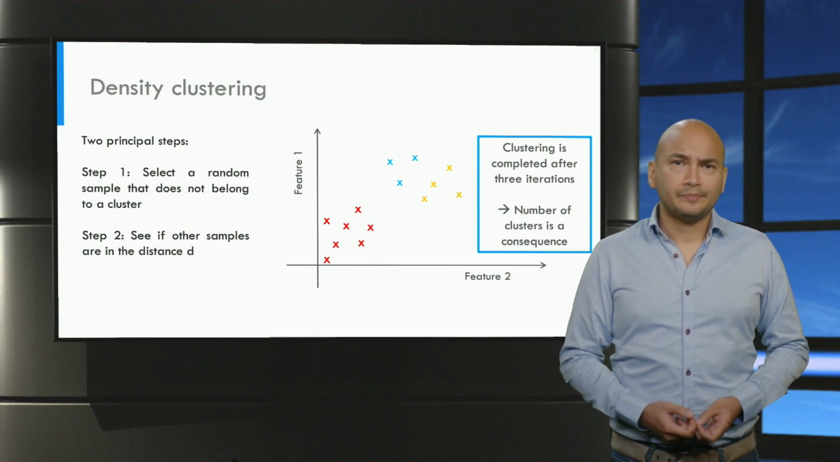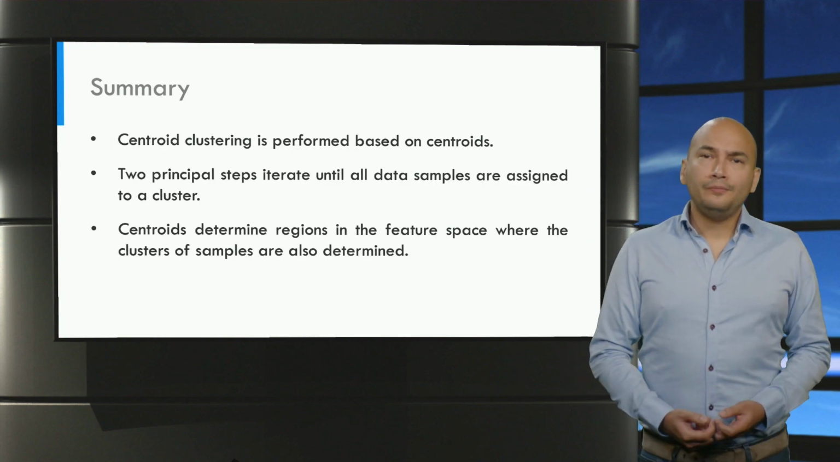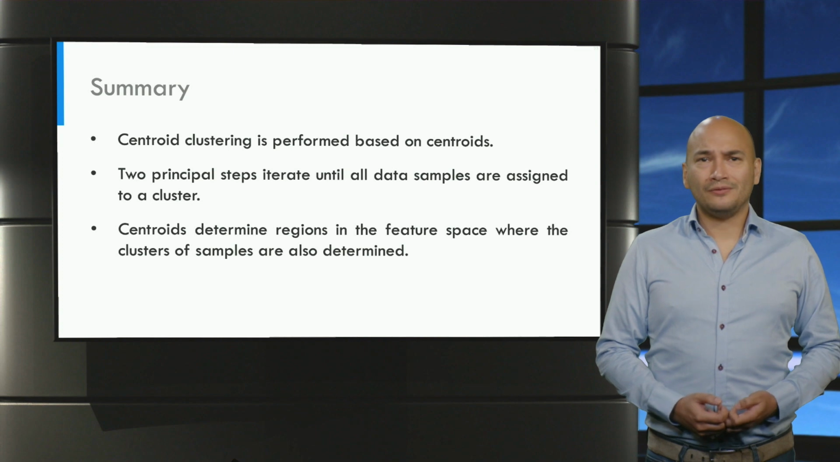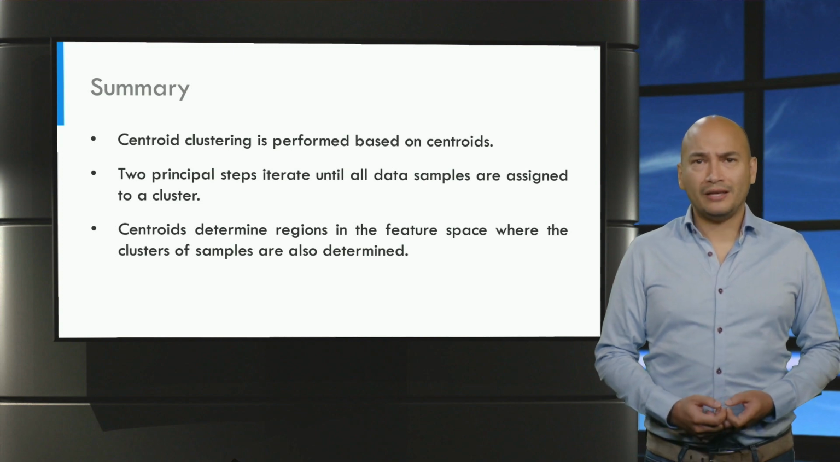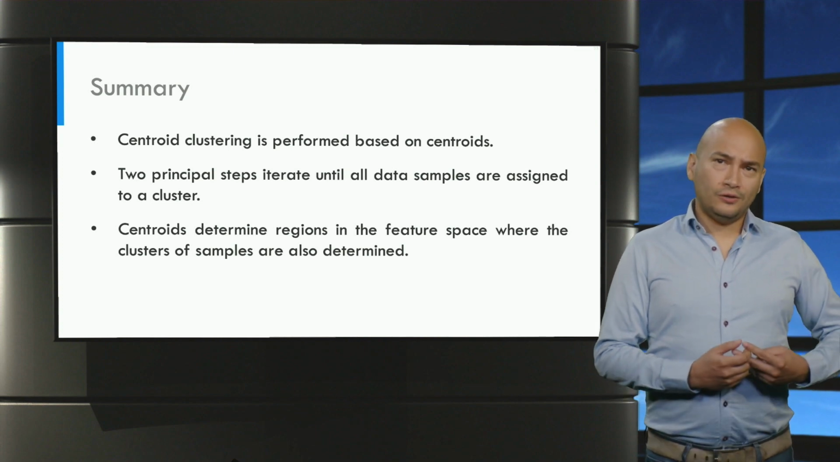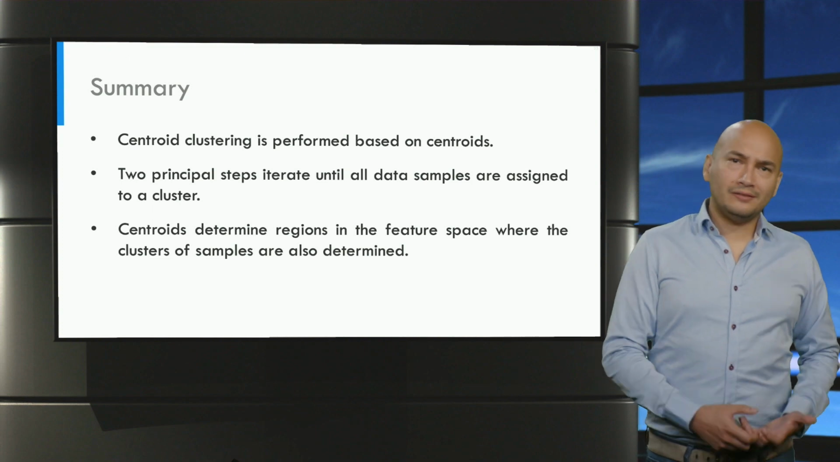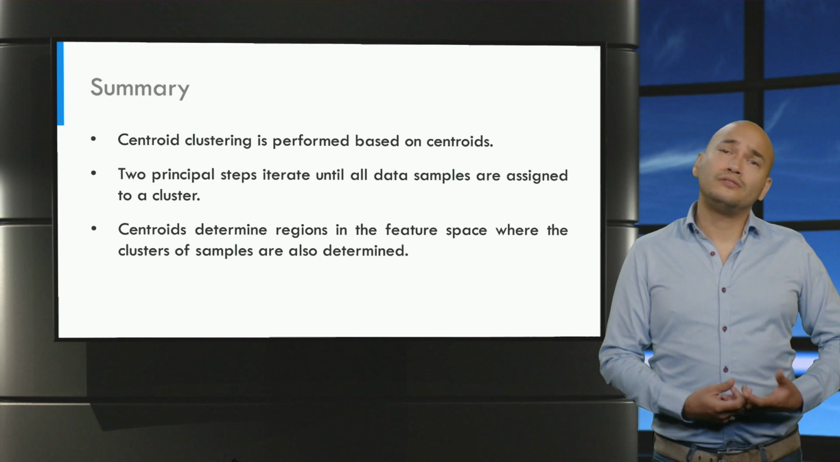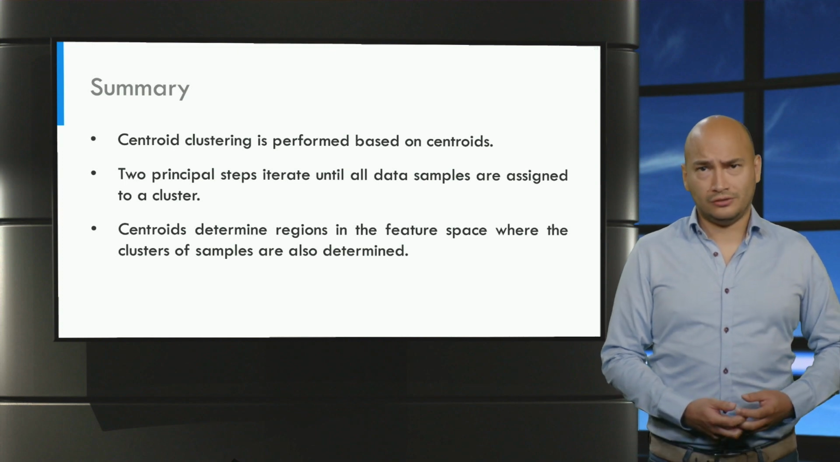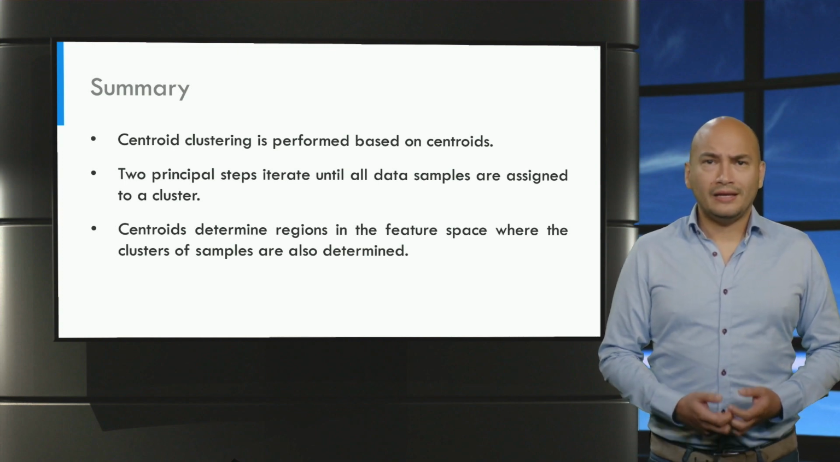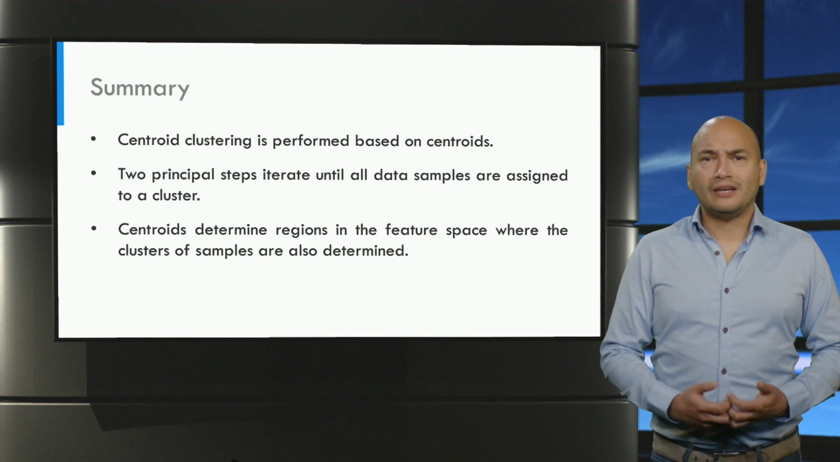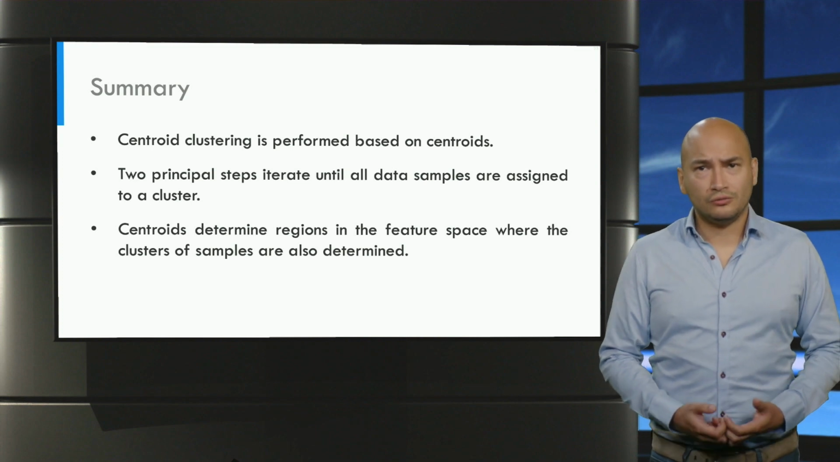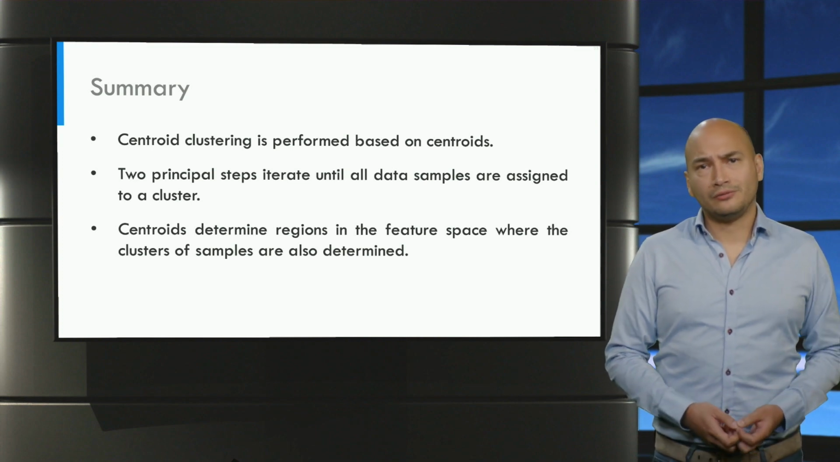In this video, we first learned how centroid clustering is performed based on centroids. 2 principal steps: updating centroids and assigning samples, and iterate till centroid clustering finds the optimal centroids and clusters. In the iterative process, we know that centroids determine regions in the feature space where the cluster of samples are also determined.